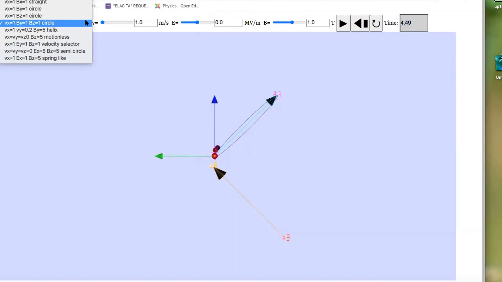Okay, how about one more for today? Let's make a helix.